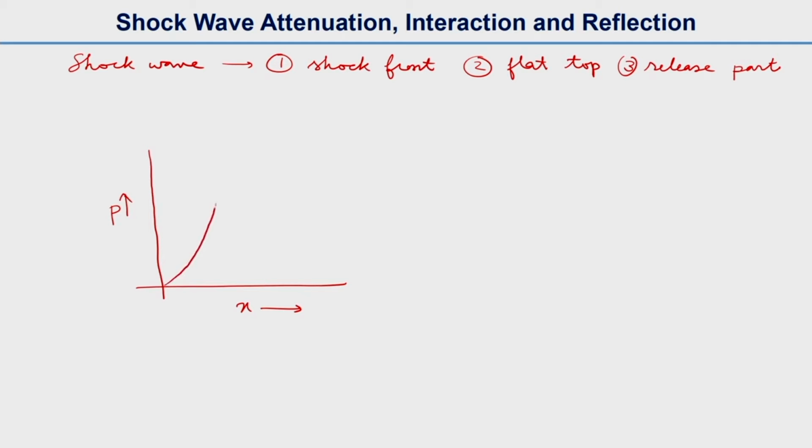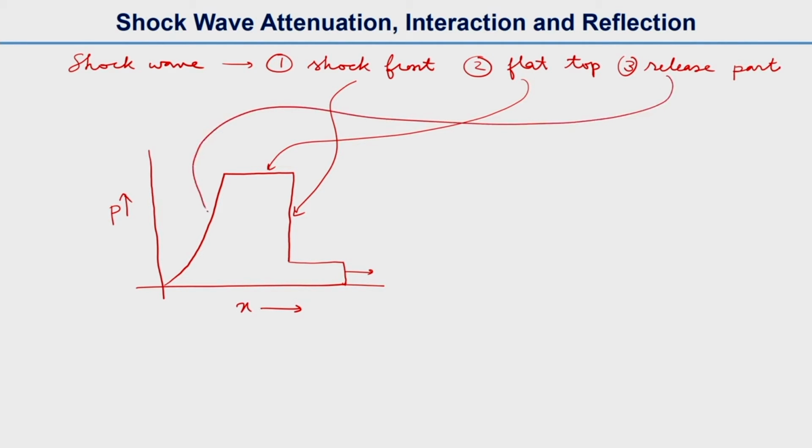It looks something like this. So this is called the shock front, and then there will be the flat top. This one is the flat top, and the release part, which will be this part. From the shock state to the initial state, the pressure drops down and returns back to 0, and there is one more part here. This is the elastic wave.